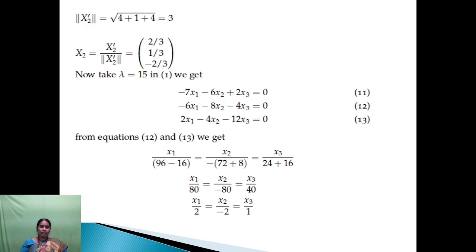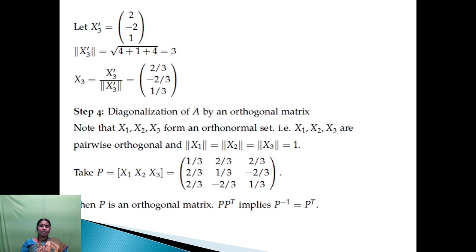In the same way, by taking lambda equal to 15, equations 2, 3 and 4 reduce to 11, 12 and 13. On further solving equations 12 and 13, or 11 and 12, or 11 and 13, we get the answer as 2, minus 2 and 1. Therefore, capital X3 is noted as 2 by 3, minus 2 by 3 and 1 by 3. Thus, we are going to find the diagonalization of A by an orthogonal transformation.